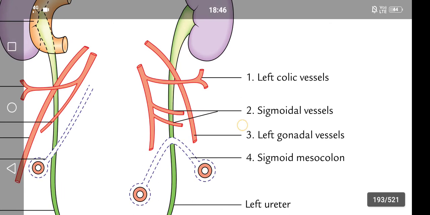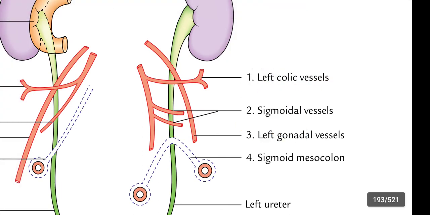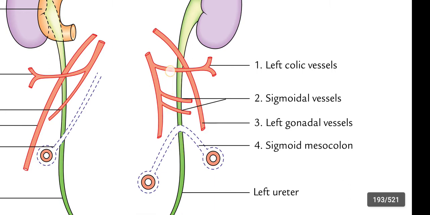See this, this is the left ureter, and the anterior relations of this left ureter are left colic vessels, sigmoidal vessels, sigmoid mesocolon, and this is the left gonadal vessels, it may be testicular or ovarian.